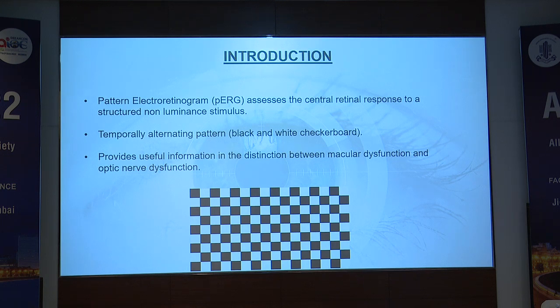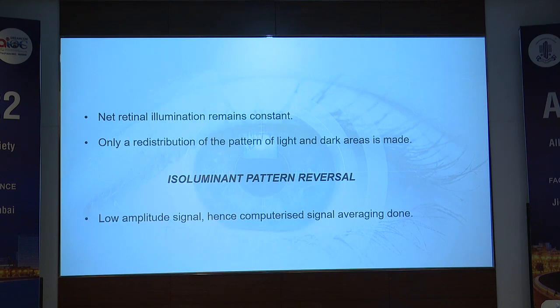So then what exactly is a pattern ERG? It basically is a tool to assess the central retinal response to a structured non-luminance stimulus with the help of a temporally alternating black and white checkerboard pattern, and it is useful to distinguish between maculopathy and neuropathy. In this investigation, the net retinal illumination remains constant. There only is a redistribution of the pattern of the light and dark areas, so-called the isoluminant pattern reversal.